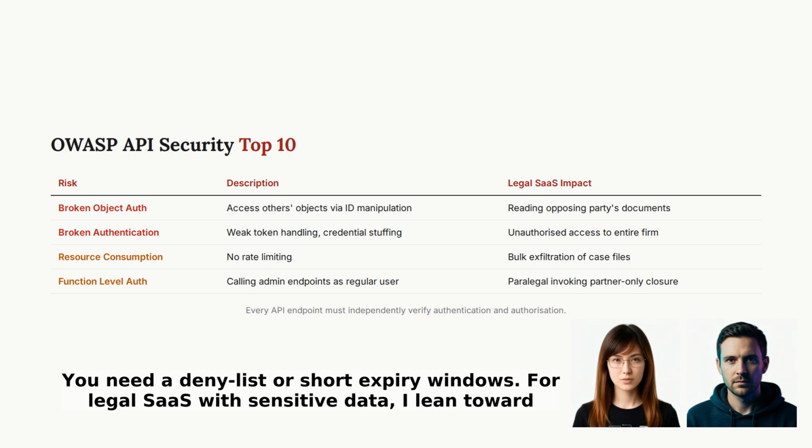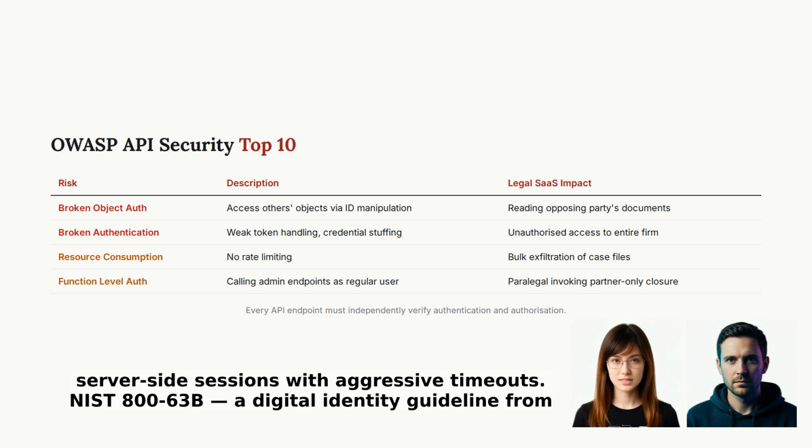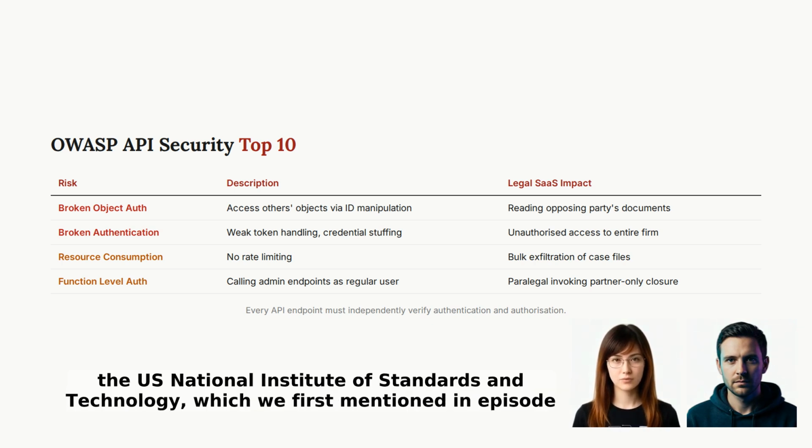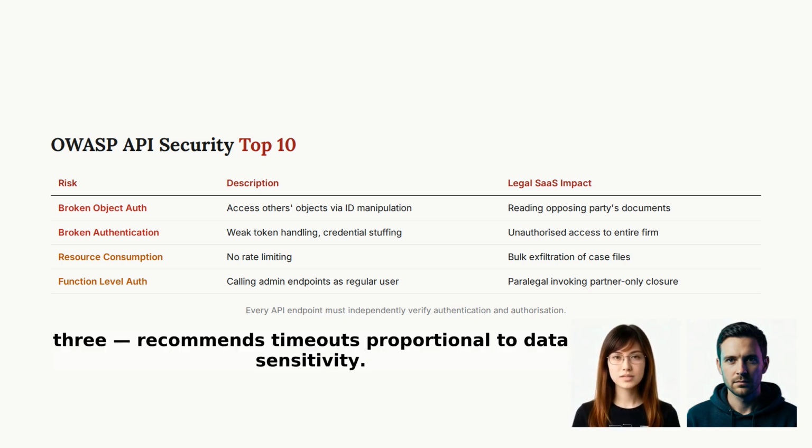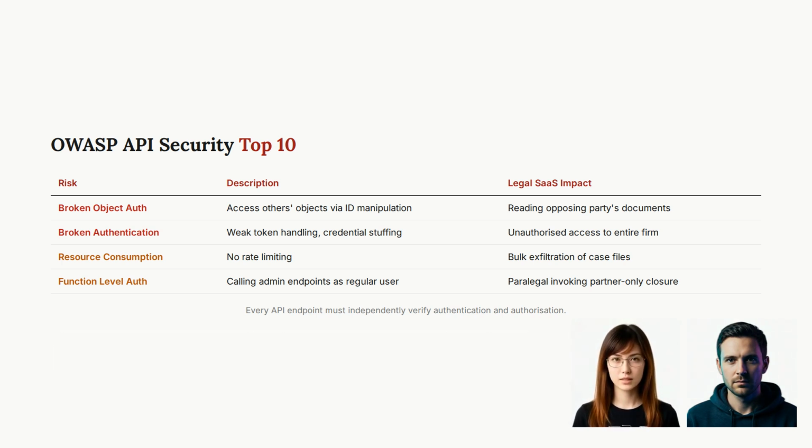For legal SaaS with sensitive data, I lean toward server-side sessions with aggressive timeouts. NIST 800-63B, a digital identity guideline from the U.S. National Institute of Standards and Technology, which we first mentioned in episode 3, recommends timeouts proportional to data sensitivity.